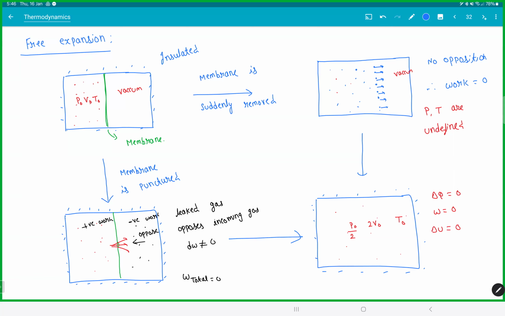It doesn't matter what you do. You remove the membrane, or make a hole, you will come to the same final state, because internally the work done is zero. The delta Q is zero because the whole vessel is insulated. Heat can't escape out. Delta U has to be zero. The only difference being here work is zero at every instant. Here work is not zero at every instant. So at some points it is positive and eventually it is zero.